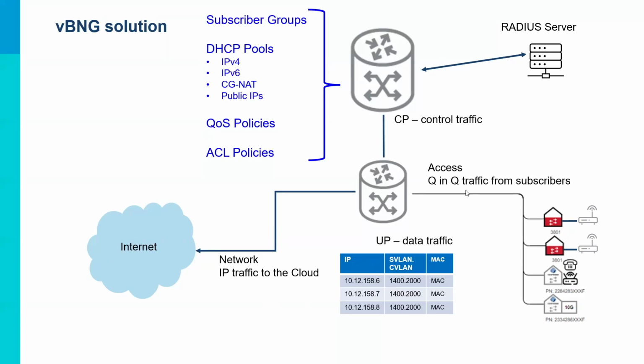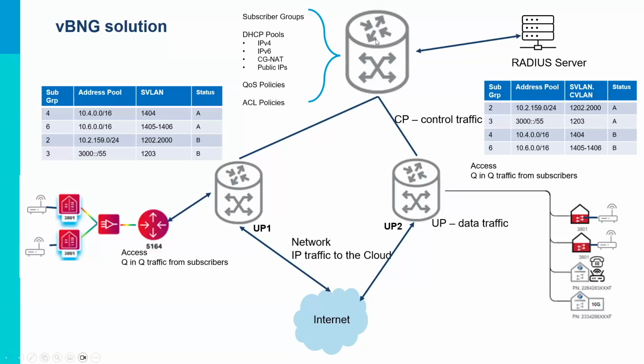So all the traffic comes in as layer 2 traffic. The UP looks in its table, translates it to IP traffic, and sends it out into the network. When it comes in as IP traffic, it looks it up in its table and sends it back to the subscriber as Q-in-Q traffic.